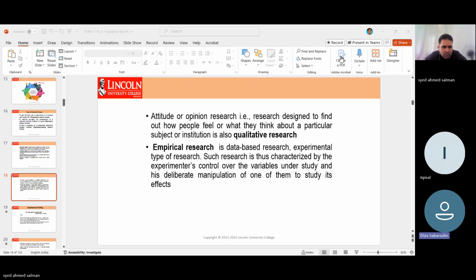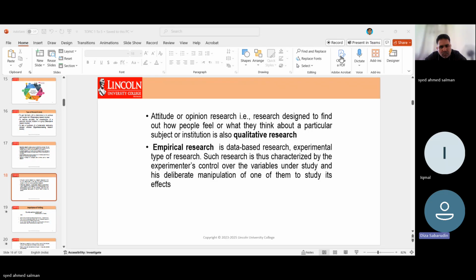Applied research, the examples are developing a new eco-friendly packaging method for products. Another one is creating a mobile app to improve customer service in retail stores. Number six, qualitative research: in-depth interviews with users about their experience using mobile apps.